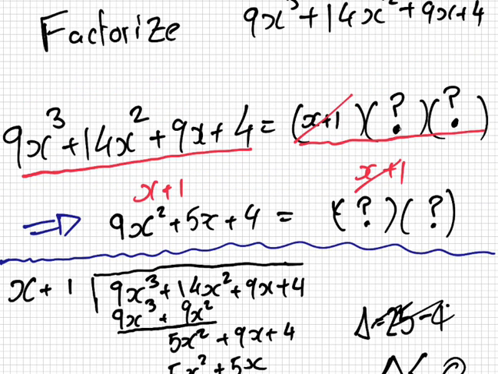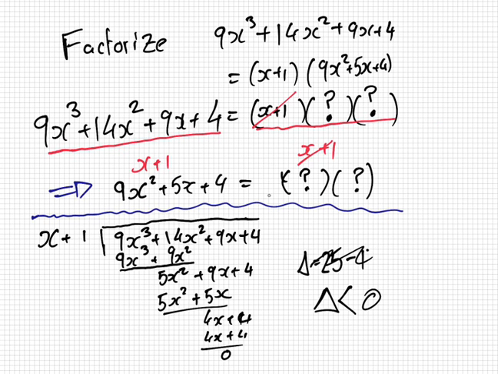That's the end of it. I have the answer up here. The factors are x plus 1 multiply 9x squared plus 5x plus 4. I was unable to factorize it further. It's a complicated example. That's a bit messy. I'll do another one that actually has factors.